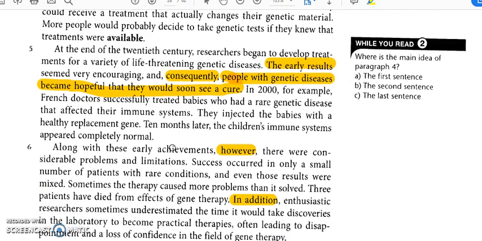Paragraph 6. Along with these early achievements, and we see, however, there were considerable problems and limitations. So we have to read now to find out what were the problems and what were the limitations. And here in the middle of the paragraph, we see addition. So this is one problem or limitation, and here we have another one.